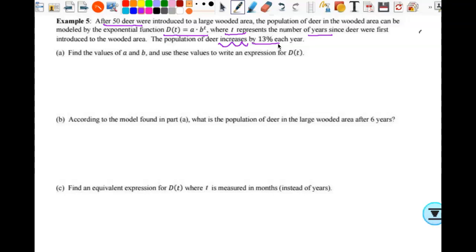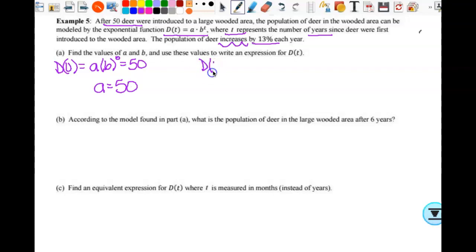So let's do what they had us do on those first few questions, where this says after deer were introduced. So that means when time is 0, so D of 0 is equal to A times B to the 0, which has to equal 50. You agree with that? So what's B to the 0? 1. So that means that A equals 50, because that's your initial amount. We kind of know that anyway, so you don't necessarily have to go through that little rigmarole, but I think it helps if you're not sure about what to do.